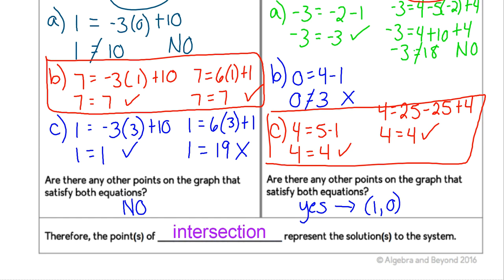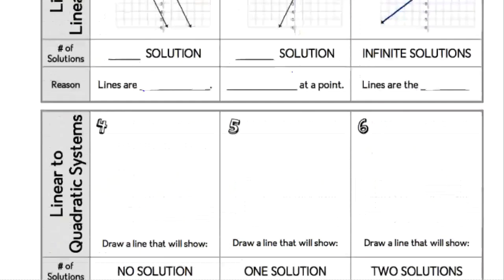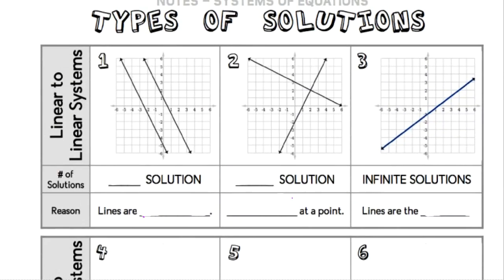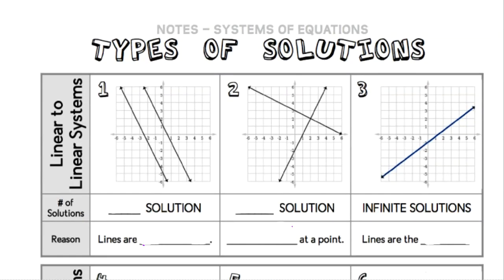Okay, we're going to jump now into looking at some different types of systems. We've seen a little bit here, and we're going to jump a little bit more into it. On that next page, we are going to look first at linear to linear systems. This is where the equations for our system are both linear equations, two lines.